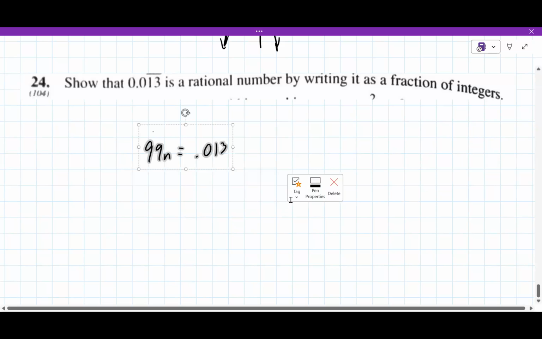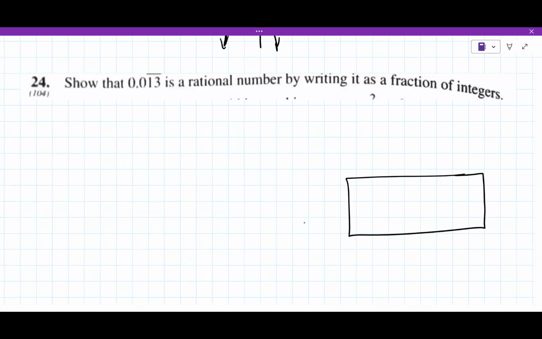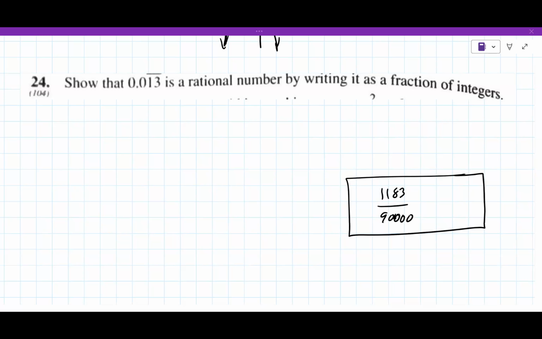Just give me your final answer, because I don't want to tell you you're wrong, or it sounds like you're doing it a different way than I've shown you, and that's fine. 1183 divided by 90,000. Okay. Have you tried that in a calculator? Which equals 0.0131, and then auxiliary points after that.